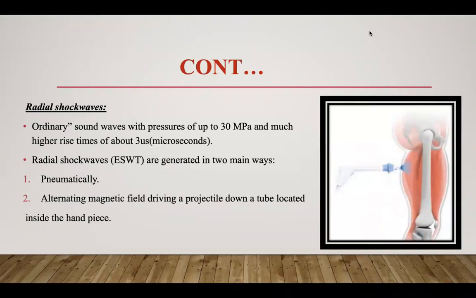Next, move to the radial shock wave. An ordinary sound wave with a pressure of up to 3 megapascal and a much longer rise time of about 3 microseconds. Radial shock waves for extracorporeal shock wave therapy are generated in two main ways. Number one is pneumatically. Number two is an alternating magnetic field driving a projectile down a tube located inside the handpiece. How does the radial shock wave work? That is shown in the figure. You can see this figure.